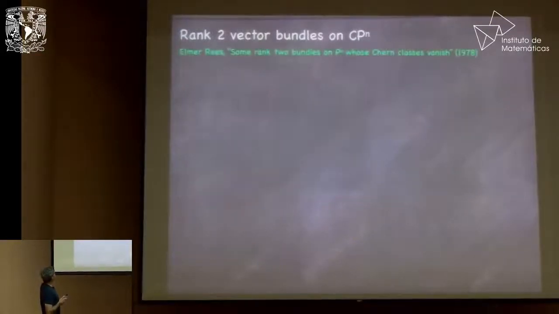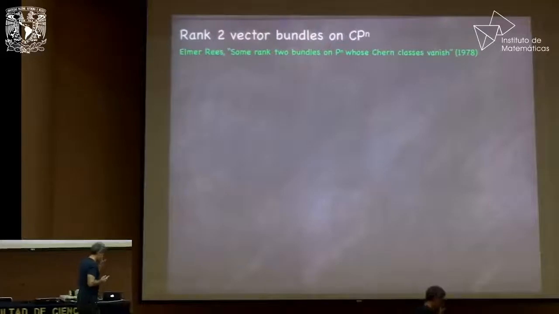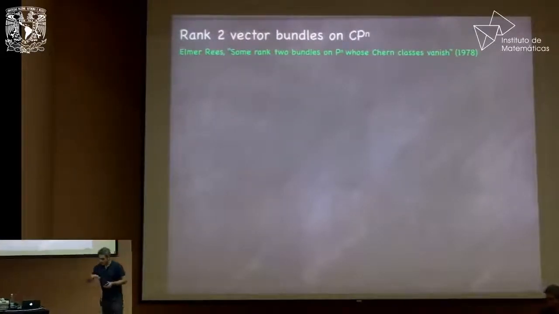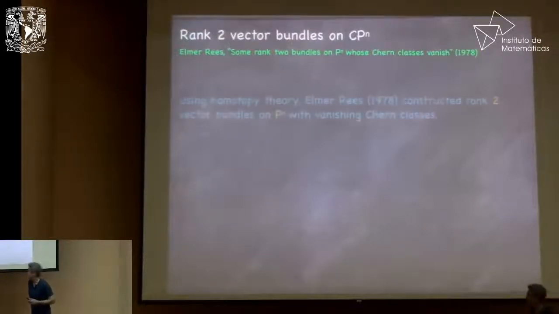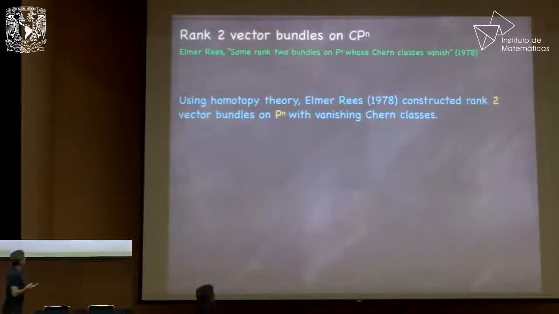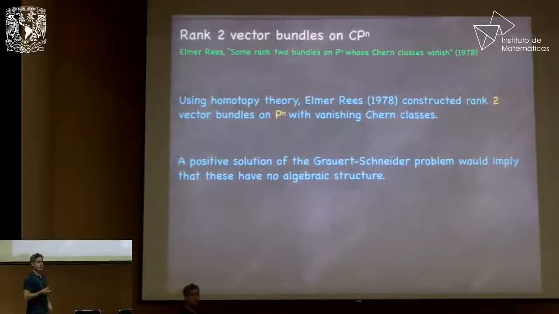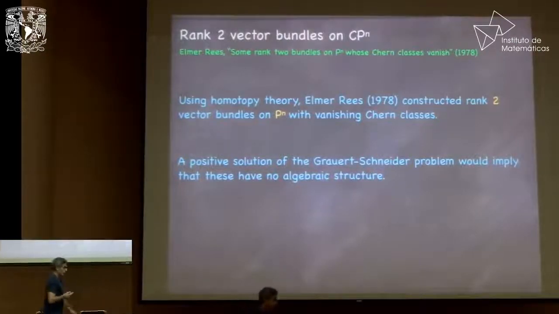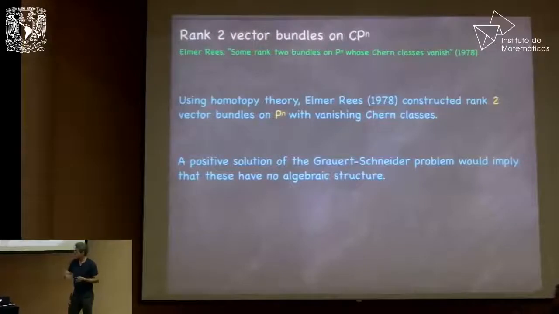Well, let me just go on. So in the 70s, when the Grauert-Schneider problem was a theorem, there was a little bit of a mission to search for topological vector bundles with vanishing Chern classes. And as you can tell from the title of that paper, Elmer Rees produced infinitely many vector bundles on P^n with no Chern classes. And so if you knew that the Grauert-Schneider problem was true, this would imply these vector bundles have no algebraic structure. We don't know the Grauert-Schneider problem, and to this day there's no known example of a topological vector bundle on projective space that doesn't have an algebraic structure.